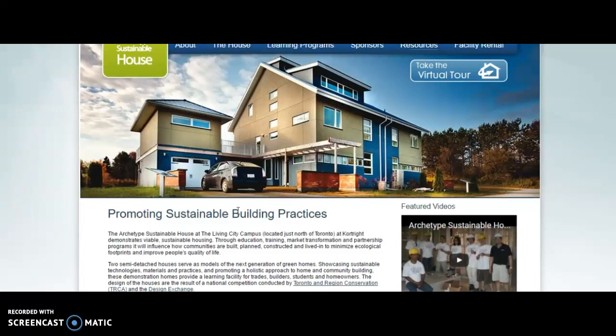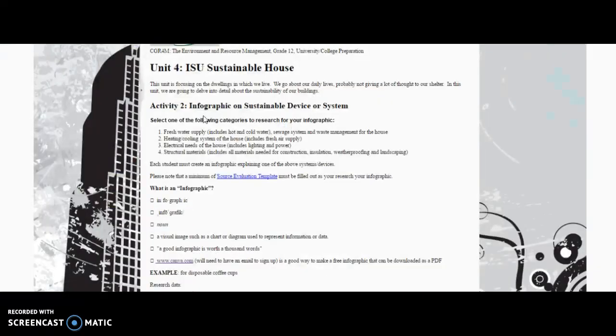Okay. As far as the information within your infographic, you are choosing from one of the following categories: fresh water supply, heating and cooling, electrical needs, or the structural materials. As far as what you will talk about for each of these, well, what I did was I just simply copied and pasted, say for example, fresh water supply.